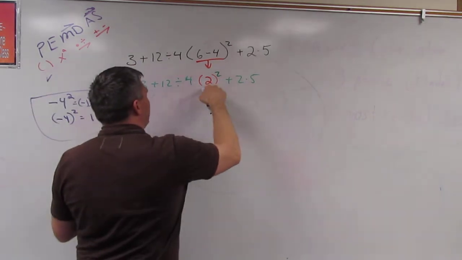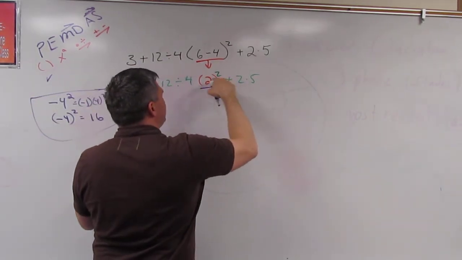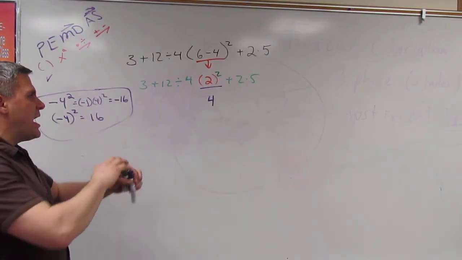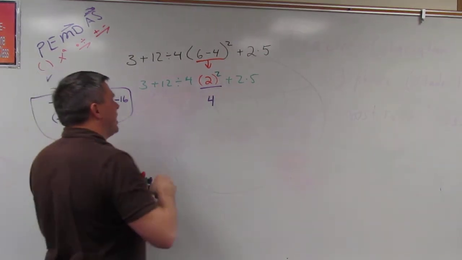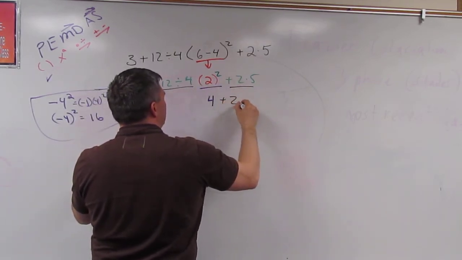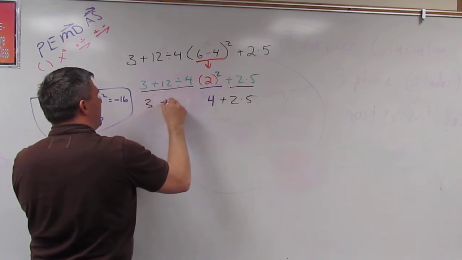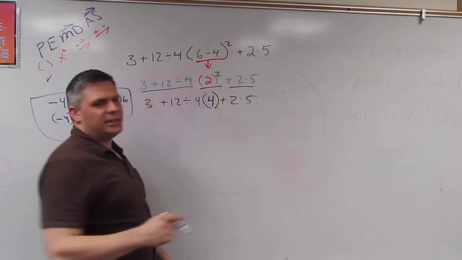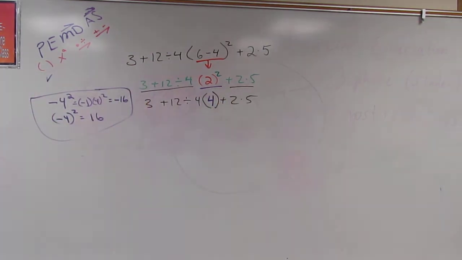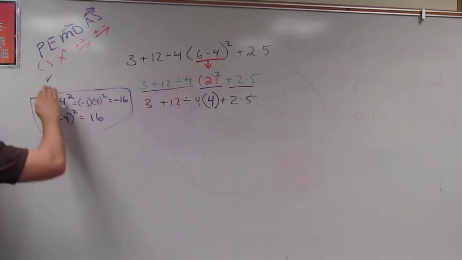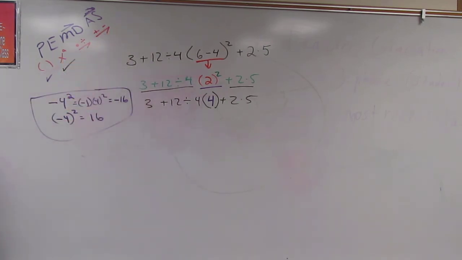So now when I look at this, it's basically 2 squared. So 2 times 2, which is 4. And now I bring everything else down that's around it. So I bring this down and this down. So it's plus 2 times 5, and it's 3 plus 12 divided by 4. And this is still in its parentheses, right? So now, any more parentheses? Any more exponents? I'm done.